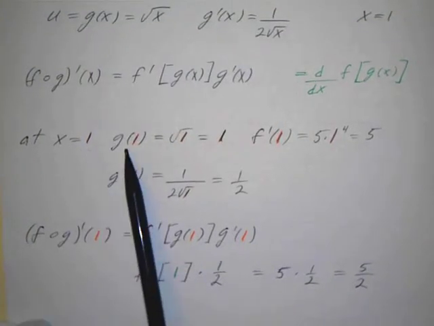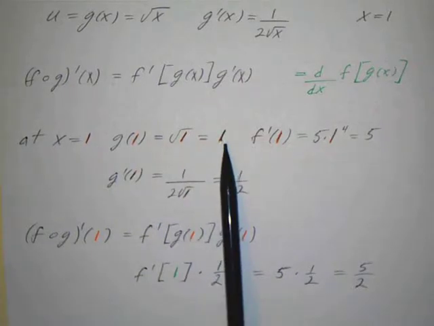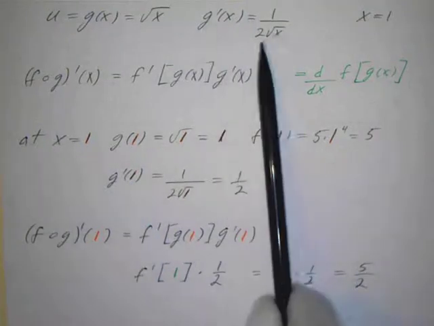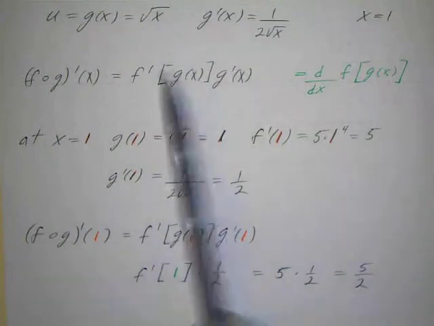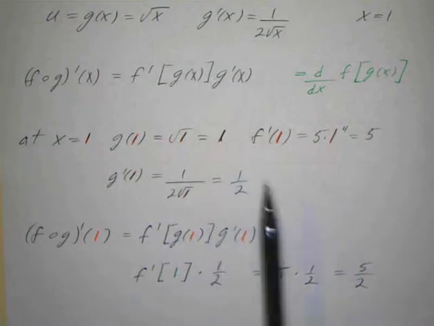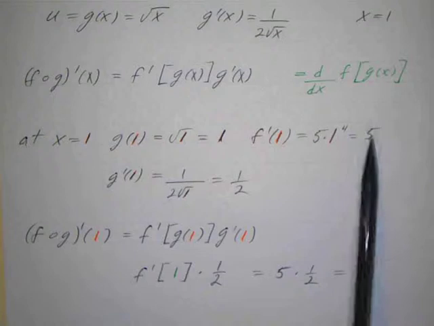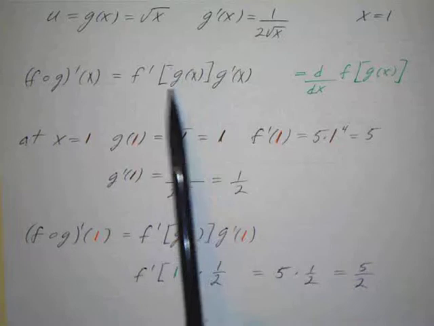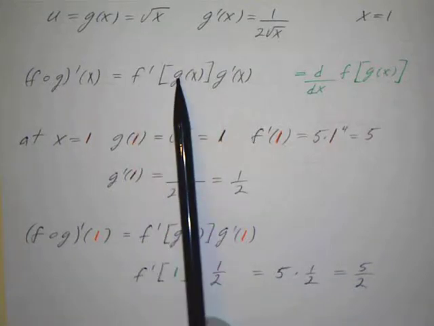So at x equals 1, g of 1: up here g of x is the square root of x, so that's just the square root of 1, which is 1. Then g prime of 1 is 1 over 2 times the square root of 1, which is just 1/2. And then I'm eventually going to need f prime of g of x. Well, g of 1 was 1, so I'm going to take f prime of 1, which is 5 times 1 to the fourth, which is 5. So I figured out the three different components I would need here. In other words, I need g of 1, and then f prime of whatever that is.